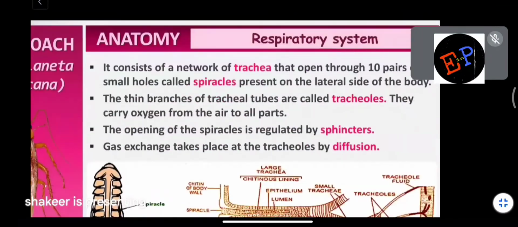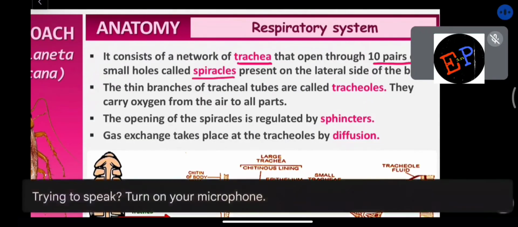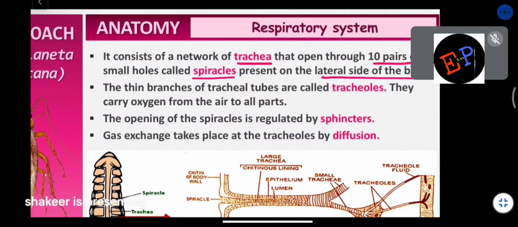Understood? Then we are studying the respiratory system, how they respire, how gaseous exchange takes place. So it consists of a network of trachea that open through 10 pairs of small holes called spiracles present on the lateral side of the body. Are you able to understand? So in human beings, we have what kind of system? We have a lung system.